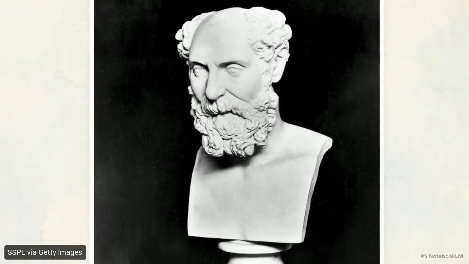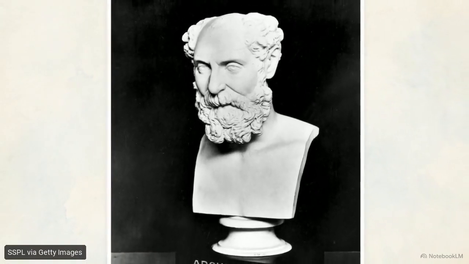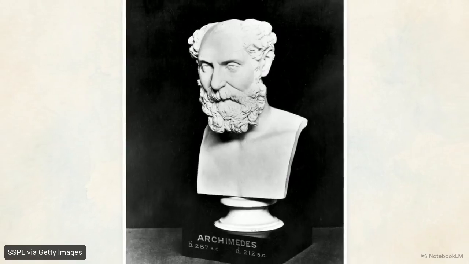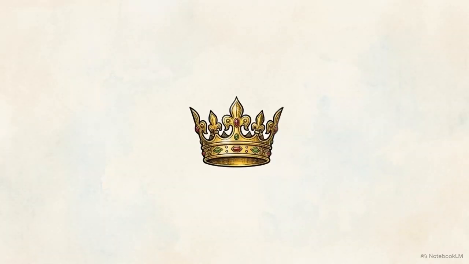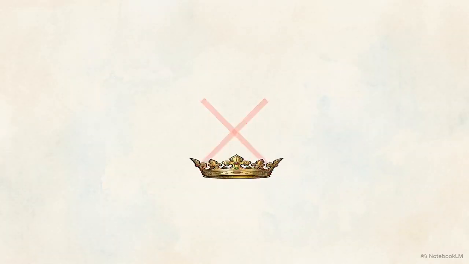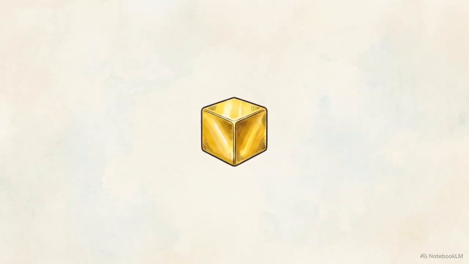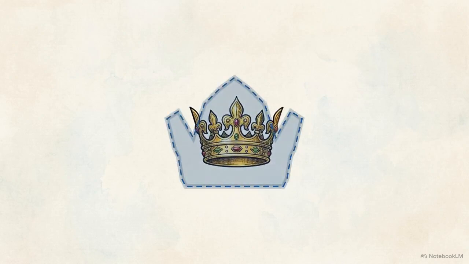In the 3rd century BC, King Hiero of Syracuse handed Archimedes a gold crown and a difficult problem: prove the crown was pure gold without damage in it. Since Archimedes couldn't melt the crown down into a simple cube to calculate its density, he had to find another way to measure its volume.